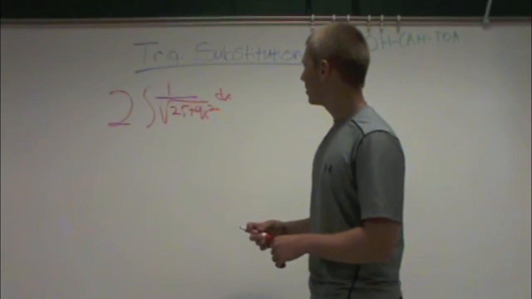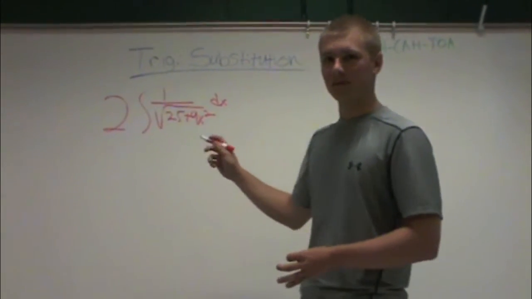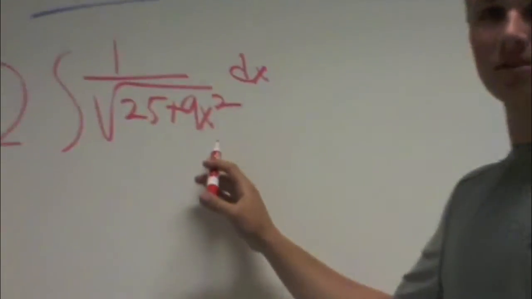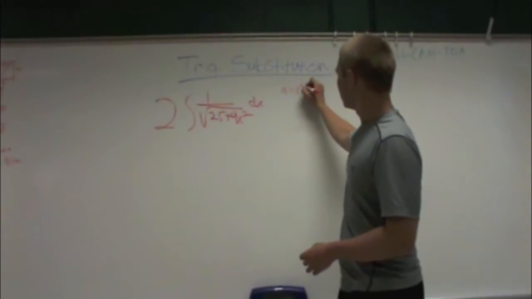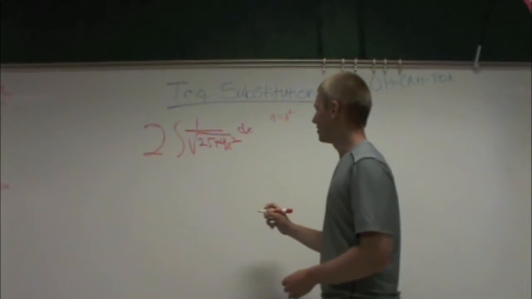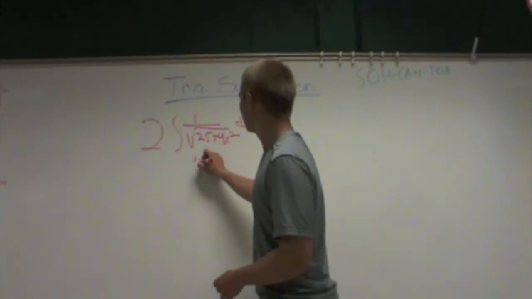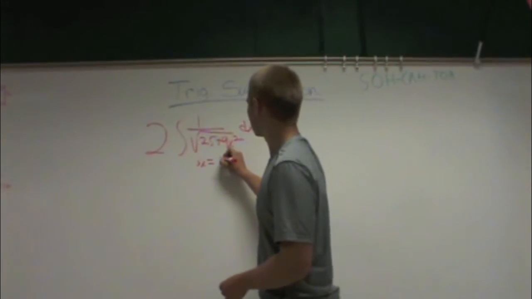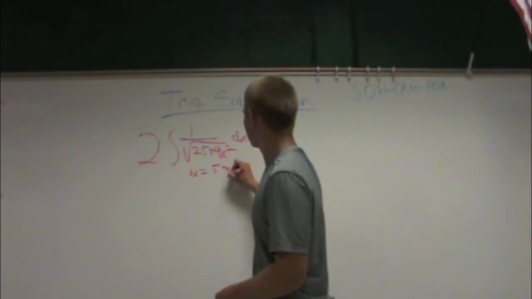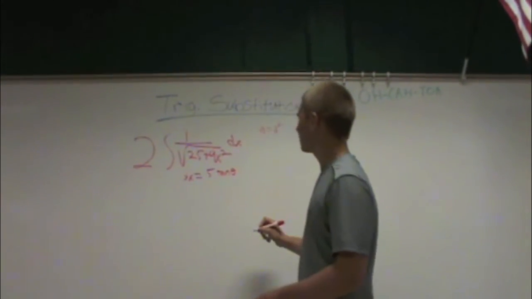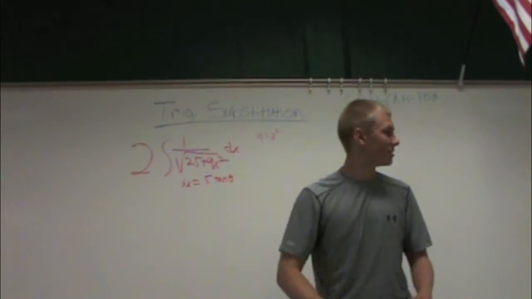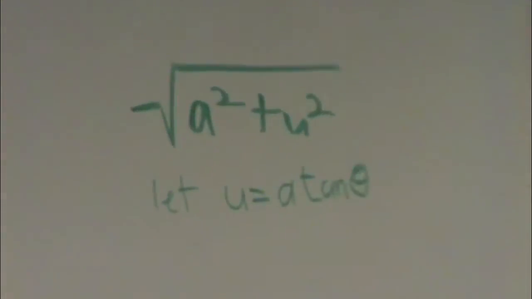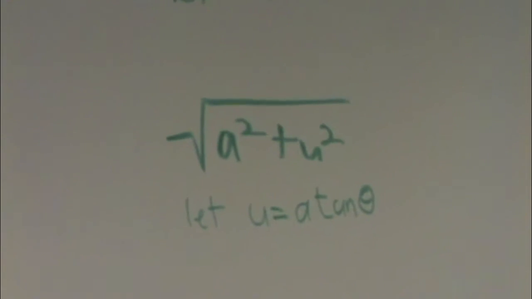Welcome back. We've got another problem here for you. This one's going to be a little bit different, a little bit trickier. We've got 9x squared instead of just a regular x squared. Not a big deal, because 9 equals 3 squared. Pretty simple. We're going to start off with 3x equals 5 tangent of theta. That way, because we have 25 plus 9x squared, you guys remember way over here, we got a constant plus an x term squared. In this case, it's 3x squared.